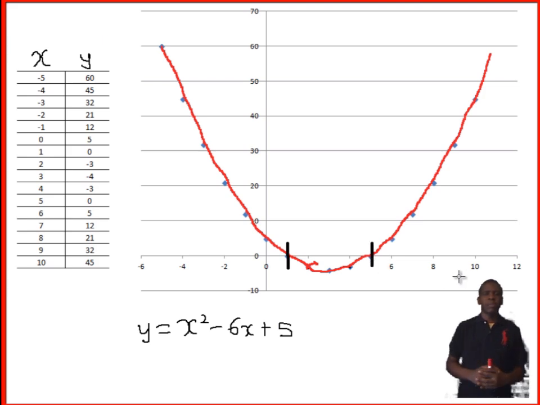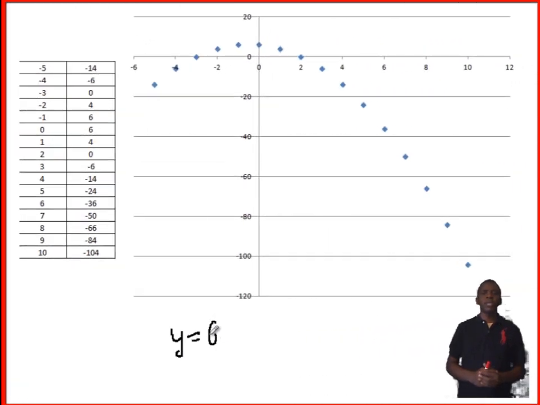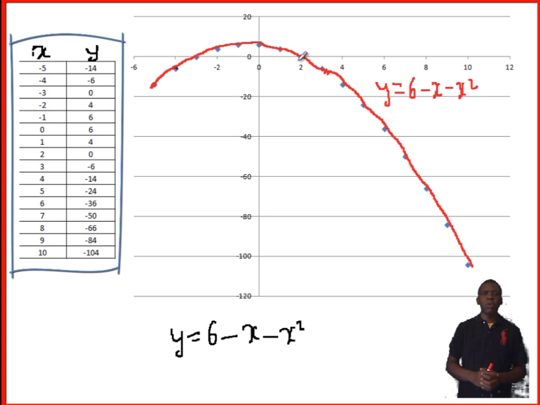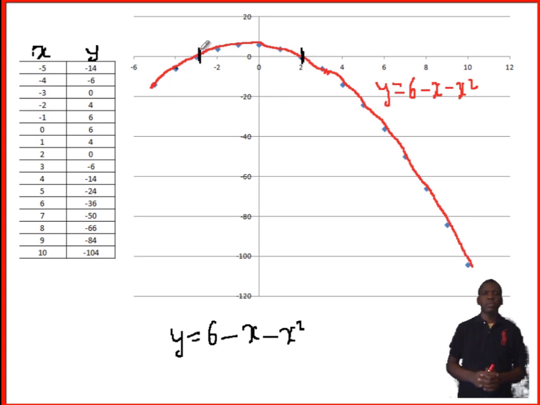Let's take another example. y is equal to 6 minus x squared. We have our table of x and y values. These points are plotted on the xy plane and the points join to give us a curve. Now what do we see? We see that our curve here is an inverted parabola. So it is an N-shaped parabola that cuts the x-axis at 2 points. And these 2 points are called the roots.